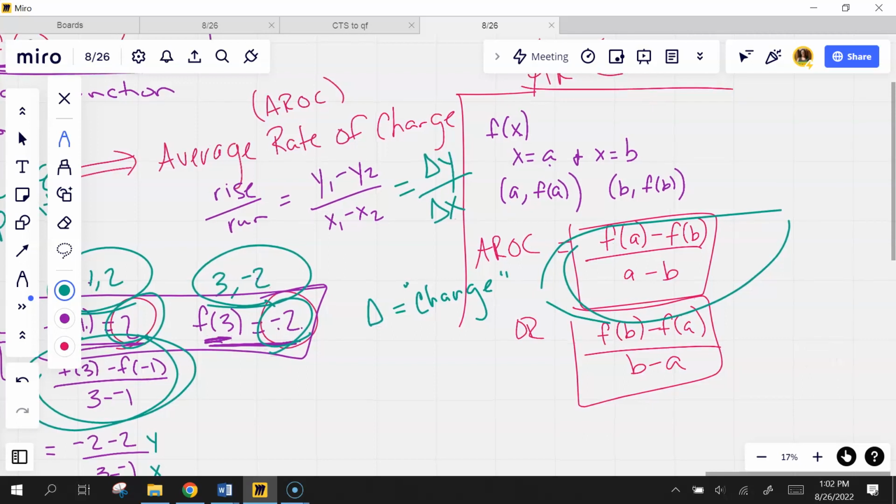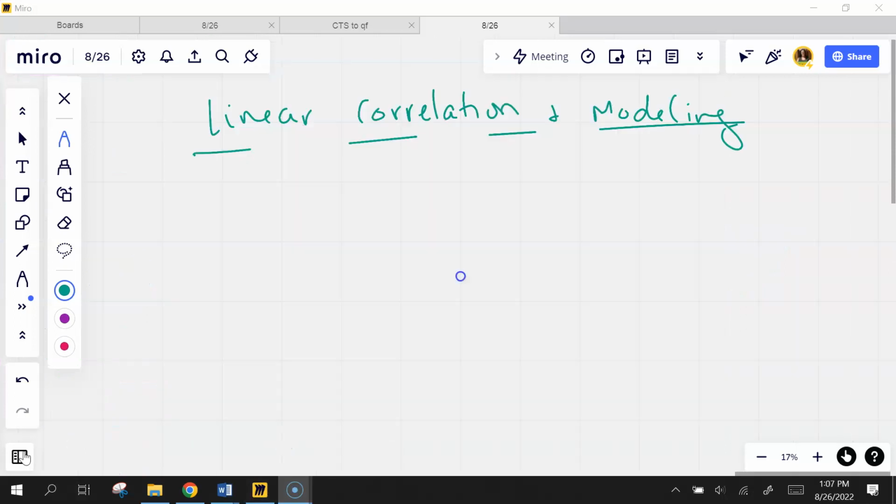I'm going to let you take a little break. We're going to come back and talk about linear correlation and modeling, and that's strictly on your calculator. And then we will probably stop there for today. If you need to run to the bathroom, go. If you do not remember how to do it, boys and girls, we will be entering data on our calculator and letting the calculator find the linear regression model.